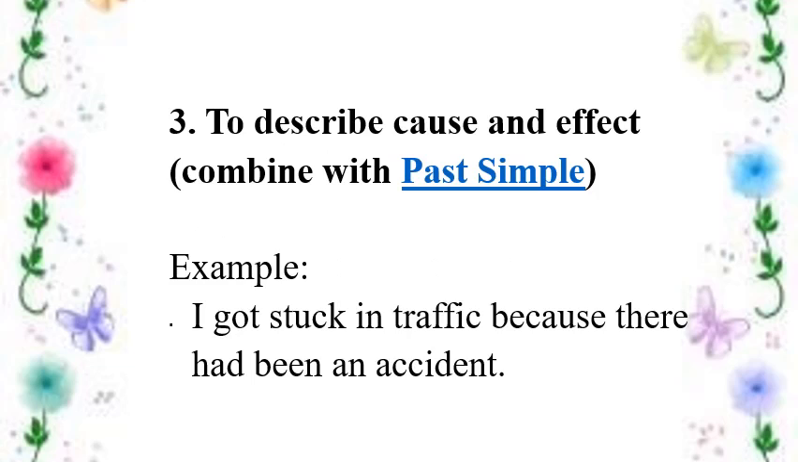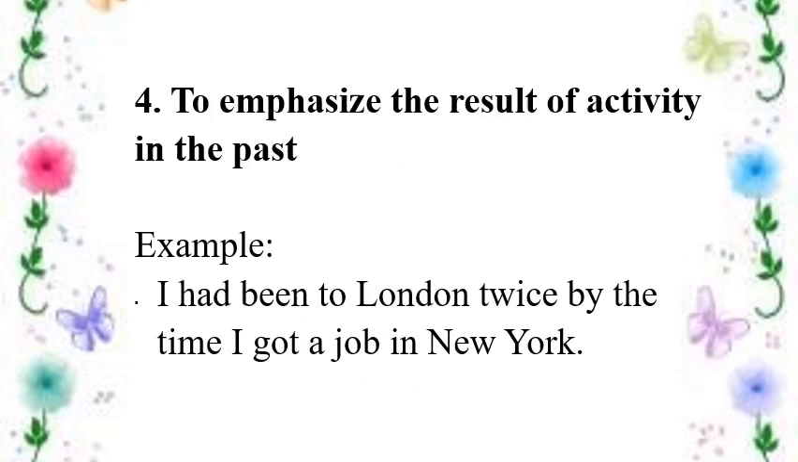This tense can also be used to describe cause and effect combined with past simple tense. For example, I got stuck in traffic because there had been an accident. We can also use it to emphasize the result of the activity in the past. For example, I had been to London twice by the time I got a job in New York.